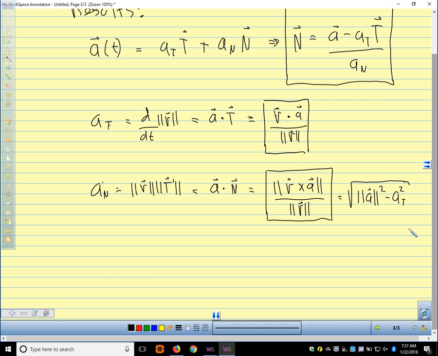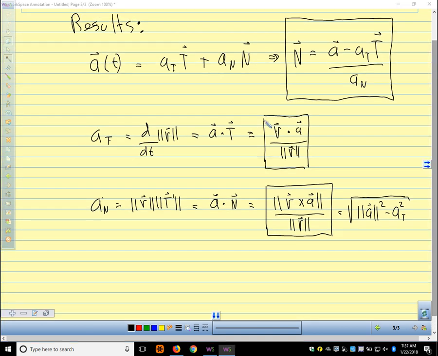So now we have a nice kind of compact way of calculating a sub t, a sub n, and a convenient way of calculating our principal unit normal vector without having to do all those derivatives that involve all the radicals.